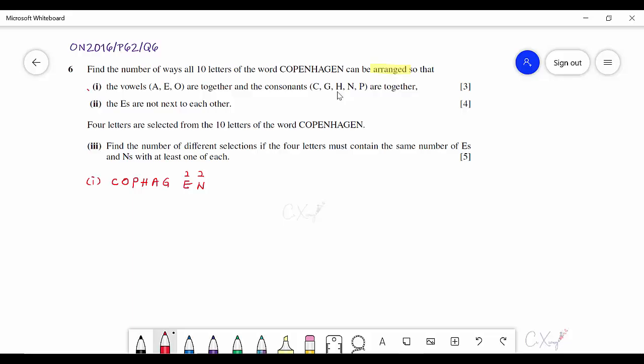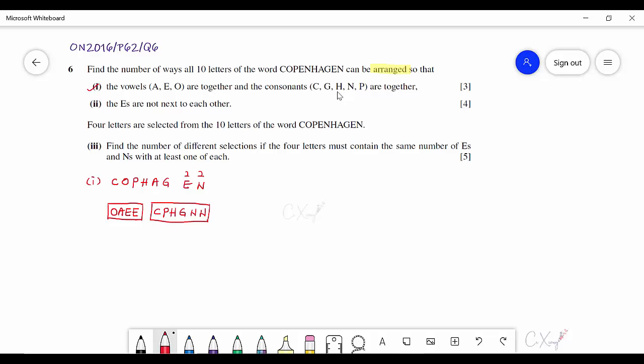First of all, they want us to arrange the vowels together and also the consonants together. So when you see the vowels and consonants together, for all the vowels, you treat them as one unit so that they can be arranged all together in one group. For the consonants it is the same. We have C, P, H, G, and N. For all the consonants here, I will assume that they are also one group, so you treat them as one unit.